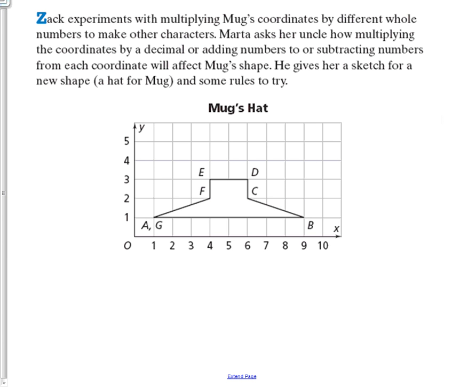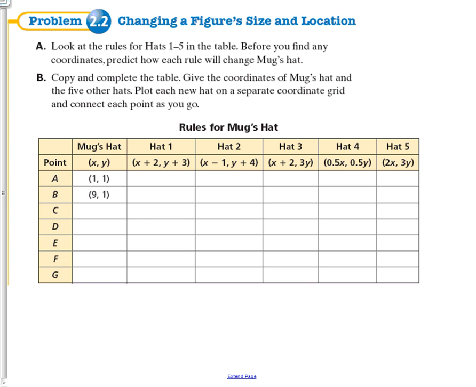Today we're looking at hats. Zach experiments with multiplying Mug's coordinates by different whole numbers to make other characters. Marta talks about how multiplying coordinates by decimals, or adding numbers to or subtracting numbers from each coordinate, will affect Mug's shape. Well, we have this. Look at this. This is interesting for the hats.